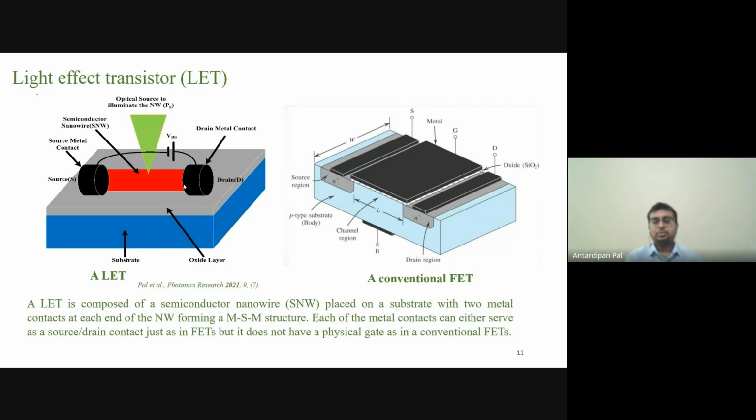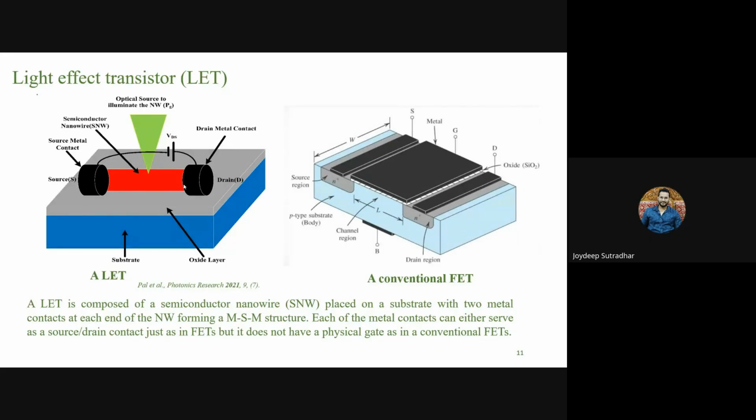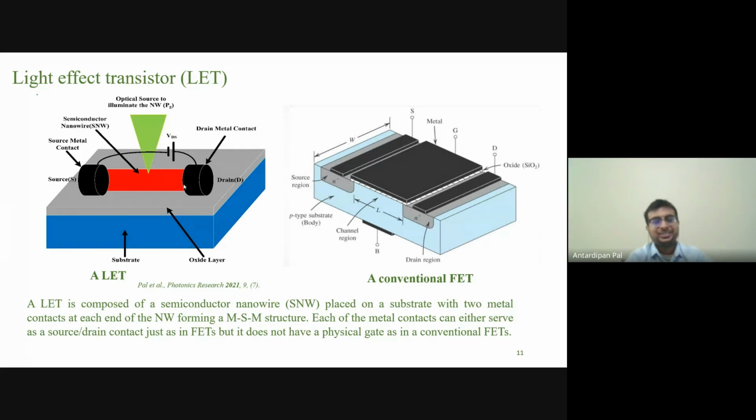Okay. Thank you, sir. Actually, I'm also interested in optoelectronics instrumentation. Yeah, that's why this information may be very useful for my research work also. Okay, that's great. Good to hear that.